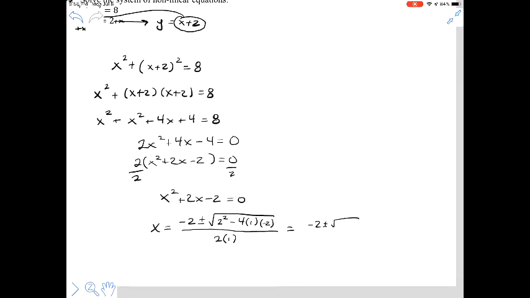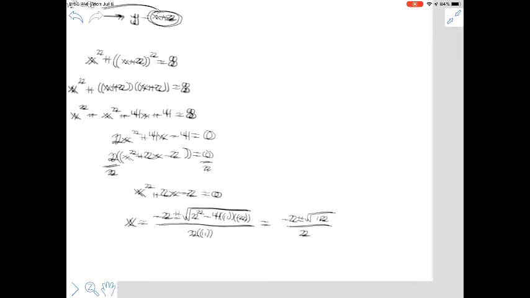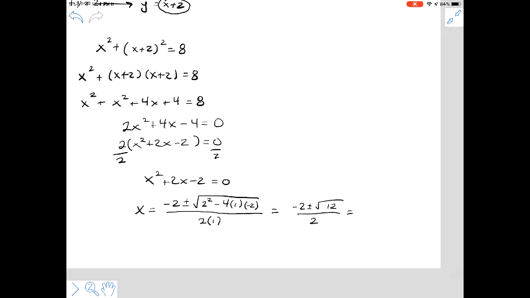We've got 4 plus 8, so that's 12. And then 12 is 2 times the square root of 3, all over 2. So this is 1 plus or minus the square root of 3. So those are the two values of x.